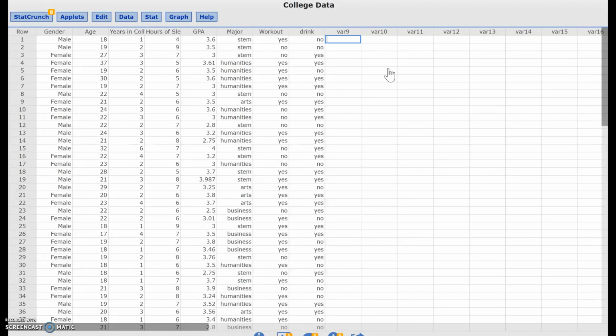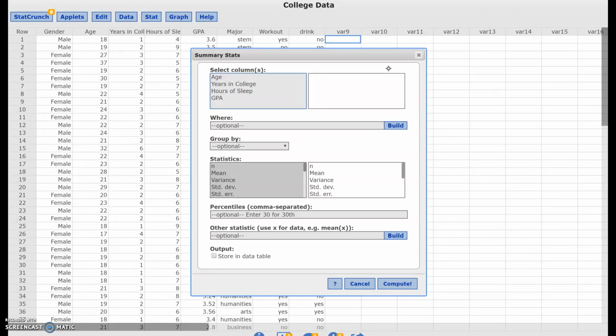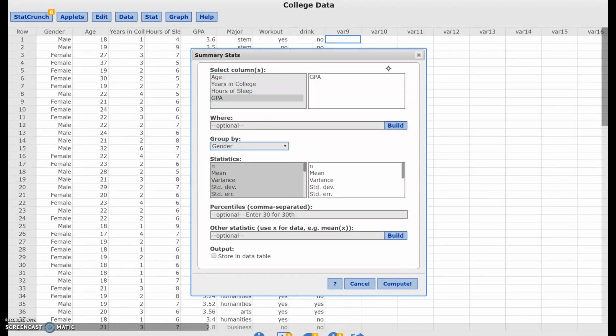So what I'm going to do, I'm going to click on Stat. Then I'm going to click on Summary Statistics and click on Columns. So I want to take the summary, so the mean of the GPAs. Now, I just don't want GPAs, because if you just take GPAs, it'll take the GPAs of everyone. Now, I want to group it. I want you to break it up by gender. Okay? Here, it'll tell you everything that's going to be outputted.